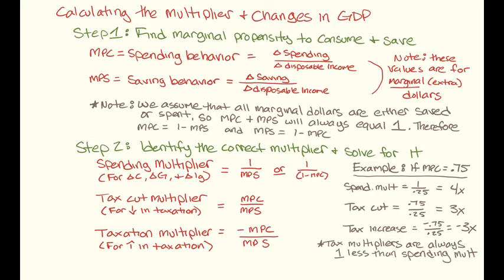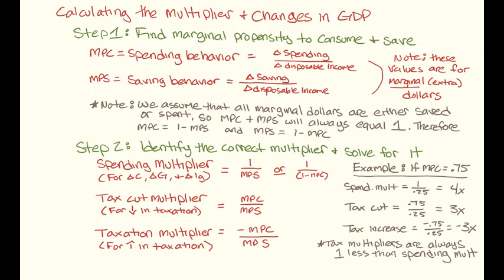So if I know the spending multiplier, I automatically already know what the tax cut multiplier is without actually having to solve for it. And if I know the tax cut multiplier, I automatically know what the spending multiplier is without having to solve for it. That's an interesting piece of information that will save the kids time on the AP exam. If you can solve for one, you automatically know both.